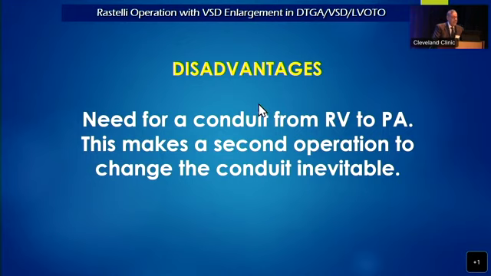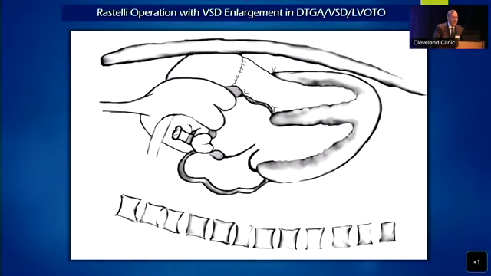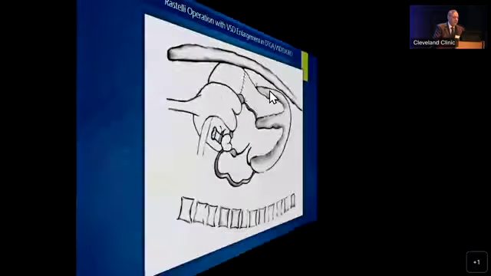The disadvantages of the procedure include the fact that you have a conduit from the RV to pulmonary artery, which makes a second operation more or less inevitable. And as you've seen in the video, Christine mentioned, you try and put the conduit to the left side, but most of the time it can lie behind the sternum, and this can be a hazard during the reoperation.